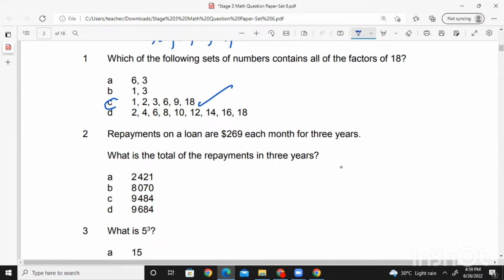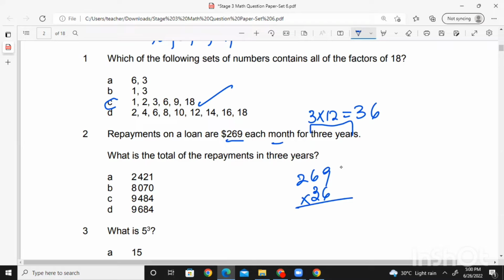Repayments of a loan are $269 per month for 3 years. Now, they want to know the total repayments in the 3 years. What we want to do is to make sure that we are understanding what is going on, because for 3 years, you're talking about 3 times 12. That's 36 months. So what we want to do now is just to work out 36 months paying $269 each.